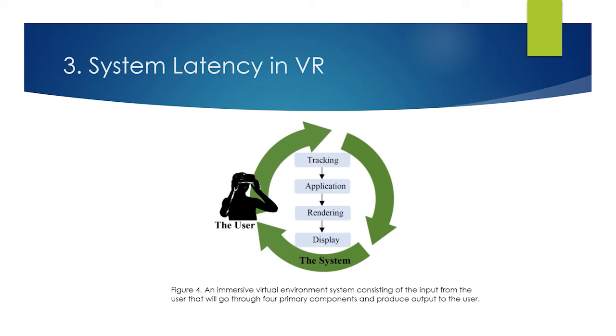As you can see in Figure 4, an immersive virtual environment system consists of the input from the user that will go through the 4 primary components and produce output to the user.